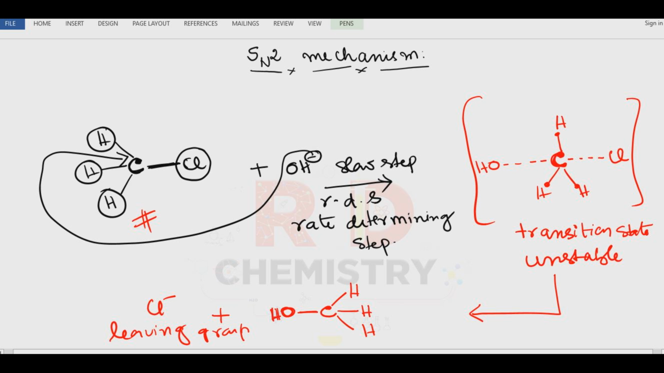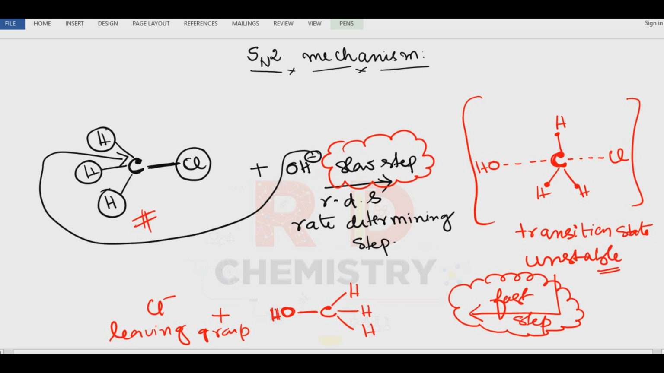Correct? Now, this is a very unstable transition state. It should easily decompose. That means this is a very fast step. Okay, so it's a very fast step. So initially we have got a very slow step, which is the rate determining step, and after forming the unstable transition state, decomposition will become easier and the fastest step.